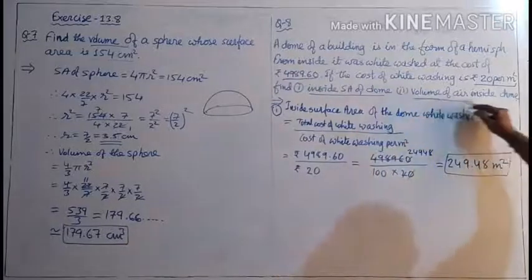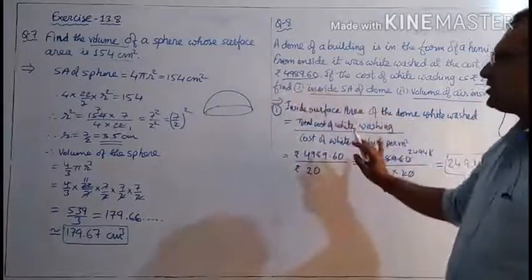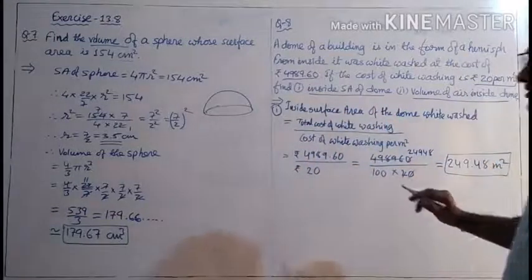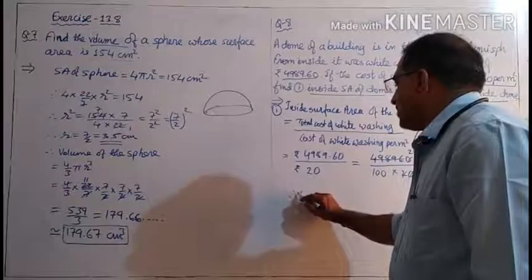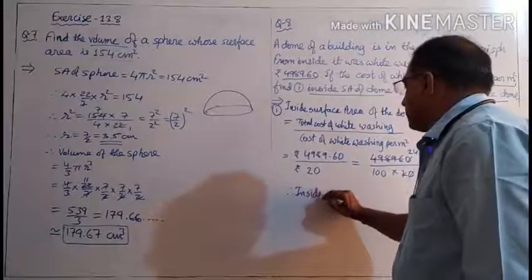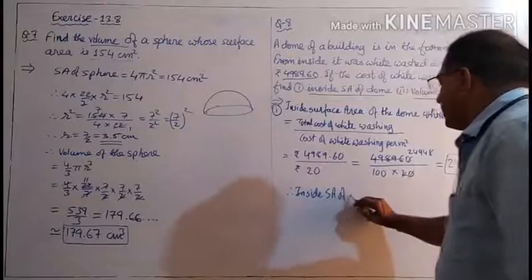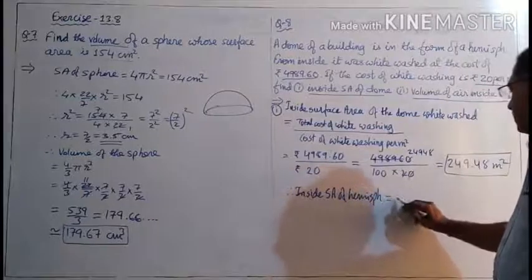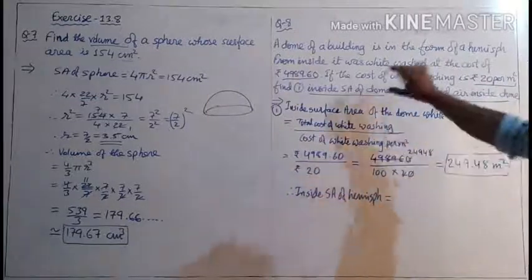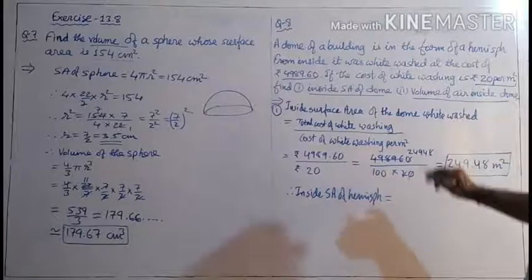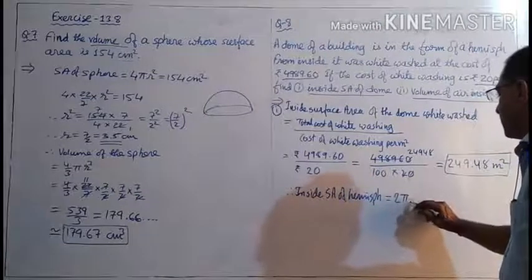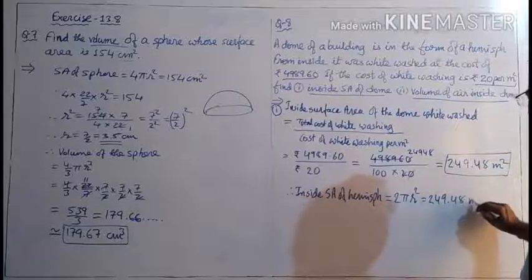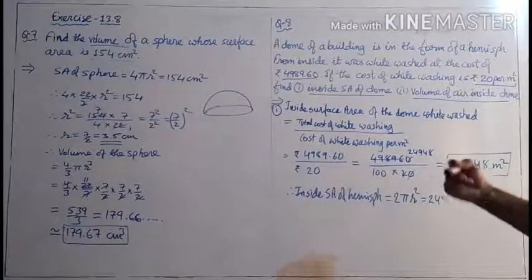Now we want to find the volume. So just like that question, here it is hemisphere, but here inside surface area we got it. So from this we can get the radius. So therefore surface area, inside surface area of hemisphere is equal to, here formula inside, as it is a hemisphere and we are talking about surface area, so it is 2 pi r square, and that is equal to 249.48 meter square. So we can get radius from this.